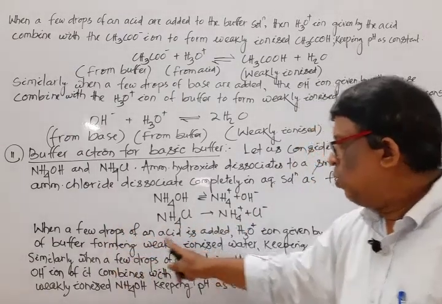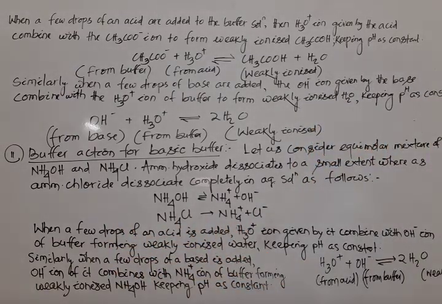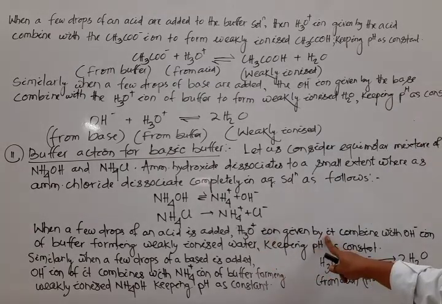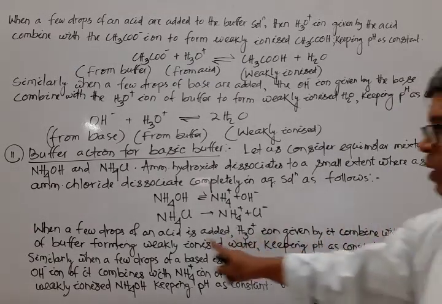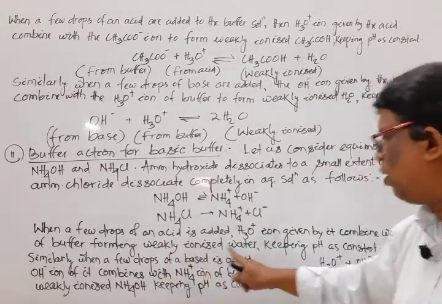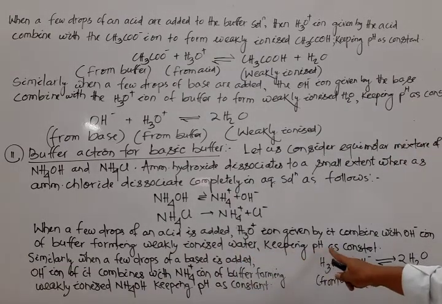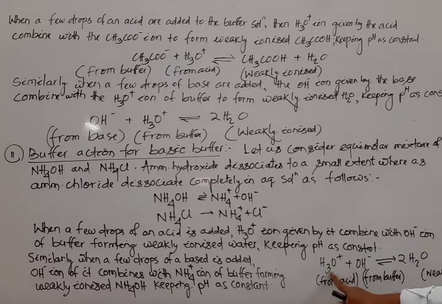When a few drops of acid are added, then the H plus or H3O plus ion of the acid combines with the OH minus ion of the buffer, forming weakly ionized water, keeping pH constant. Mark that. H3O plus ion from the acid combines with OH minus ion of the buffer, forming weakly ionized water.